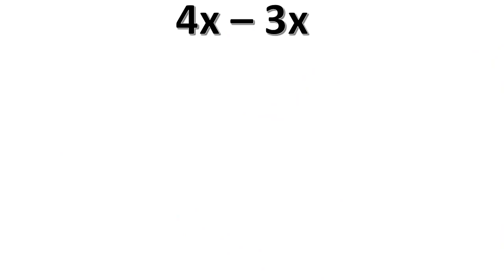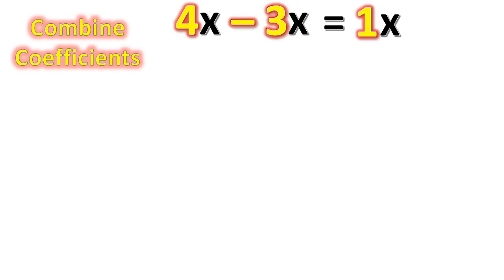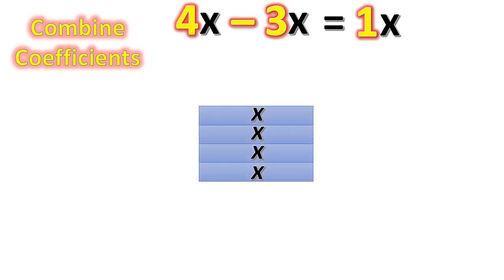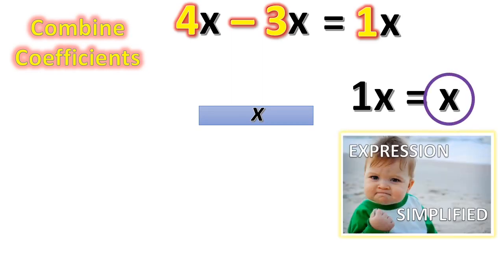Here I have 4x minus 3x. So remember you're combining your coefficients, and that's 4 minus 3. So that's going to just give me 1x. However, if you have 4 x's and you take away 3 of them and are left with 1x, we don't actually write it as 1x. We just write it as x. And you can see there in that picture that 1x is just called x. So when the coefficient is 1, we just don't write it. Okay?